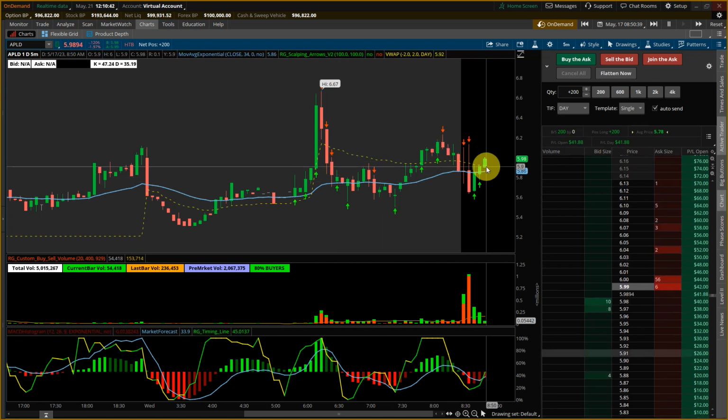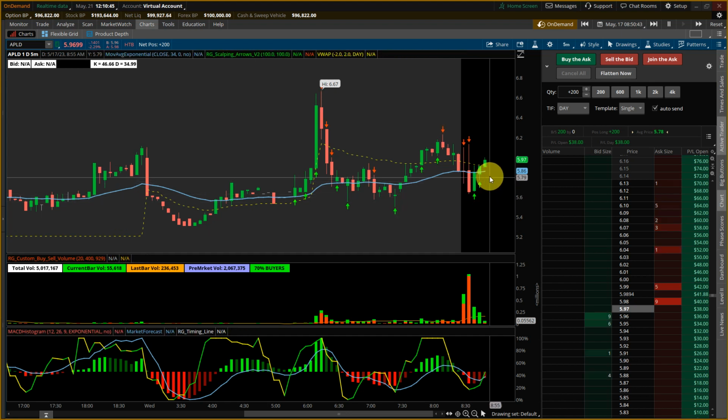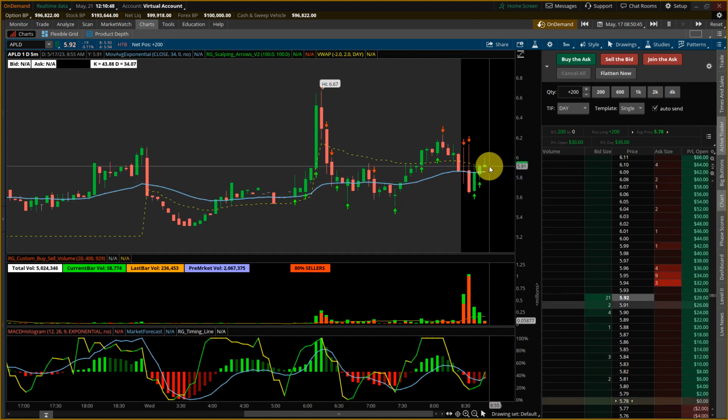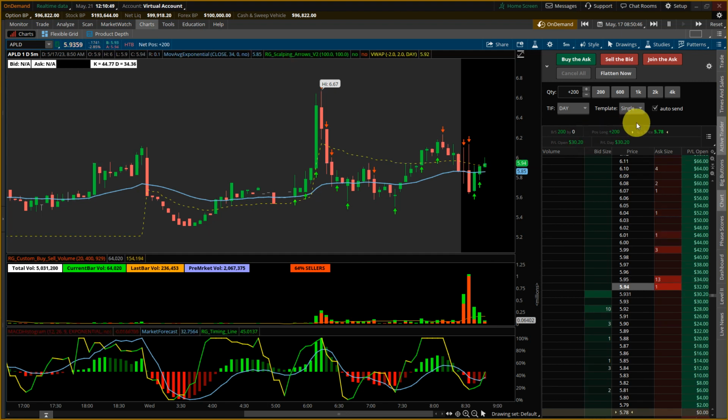We're looking good on the green candles. We have 1, 2 green arrows so far. Let's see if we get a volume spike out of this current candle.